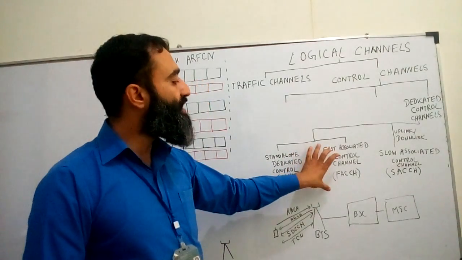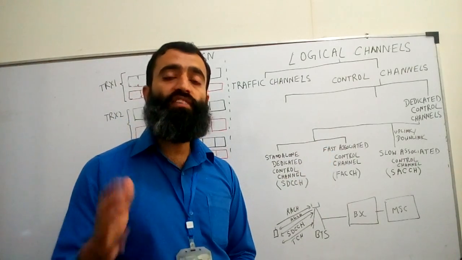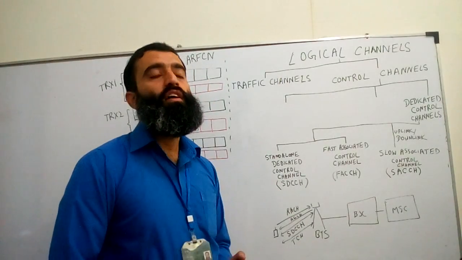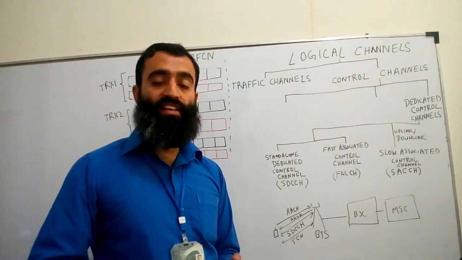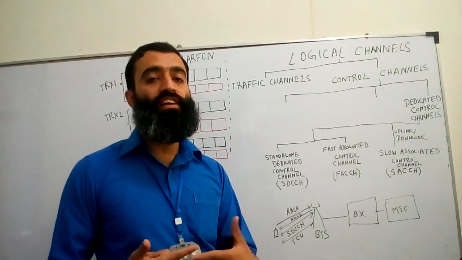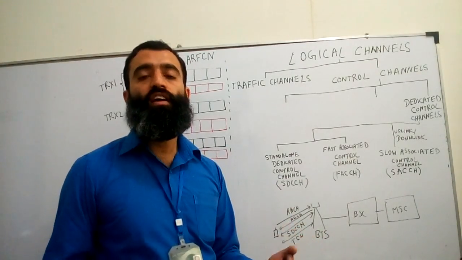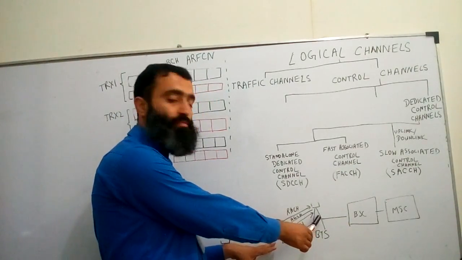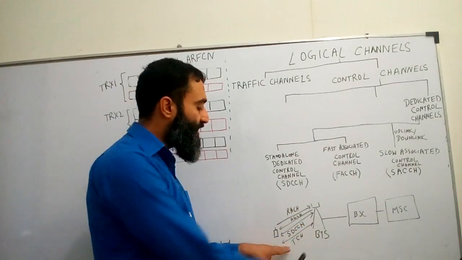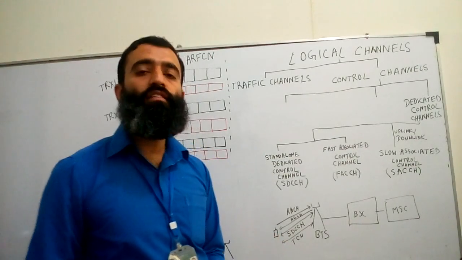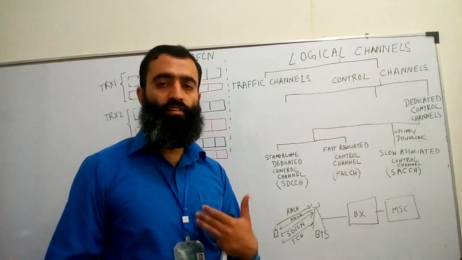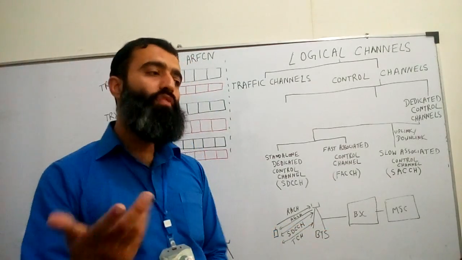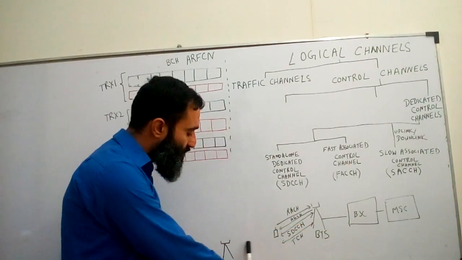And now we come to the fast associated control channel. The fast associated control channel is very similar to the standalone dedicated control channel, but it is used in those cases where we don't have a standalone dedicated control channel. And what do I mean by that? For example, this mobile station is in a call with this BTS, and they are communicating on the TCH channel, and this means that there is a normal voice call going on between this mobile station and this BTS.